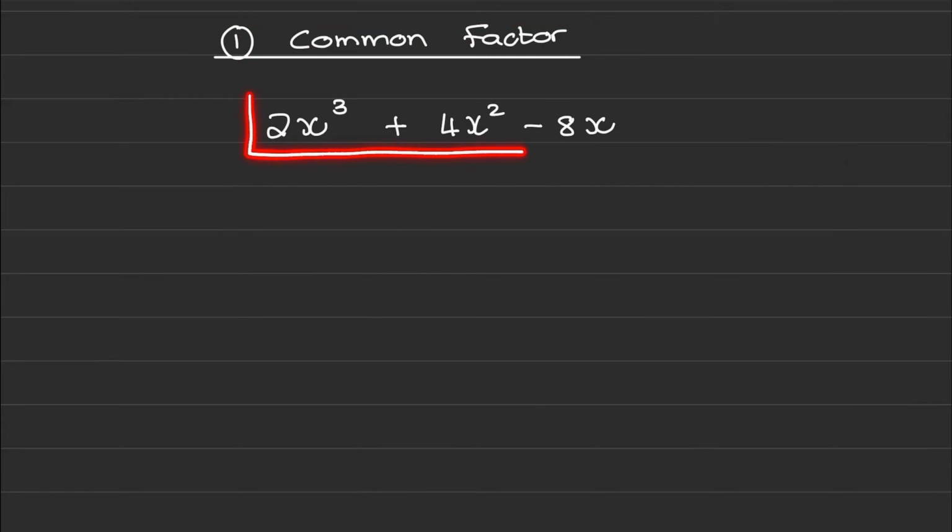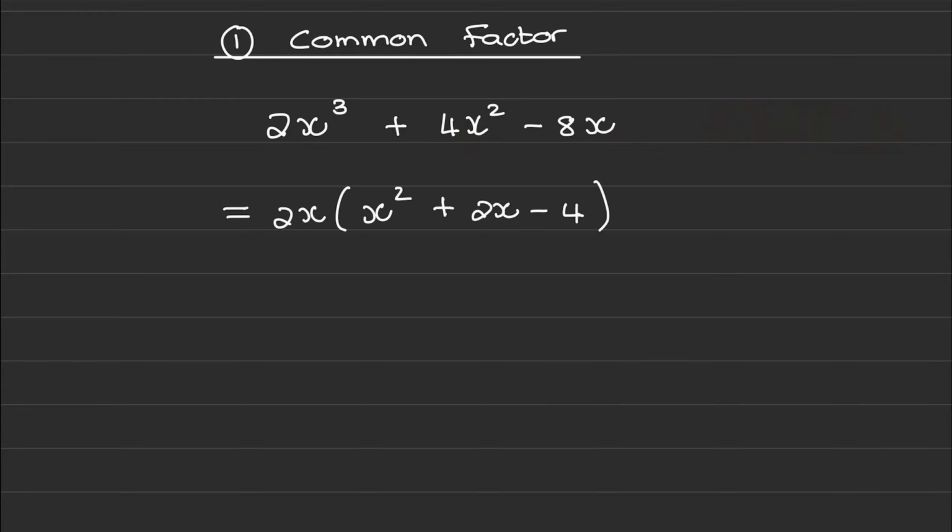Let's factorize the following expression. Here we can see that all of the coefficients are multiples of 2. We also see a common variable of x. So our common factor would be 2x. So when we factorize, we are simply dividing all of the terms by a common factor. But I write my common factor in front, and in the brackets, I write the solution of that division.